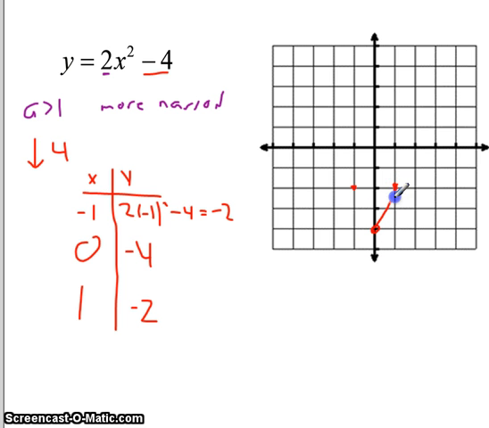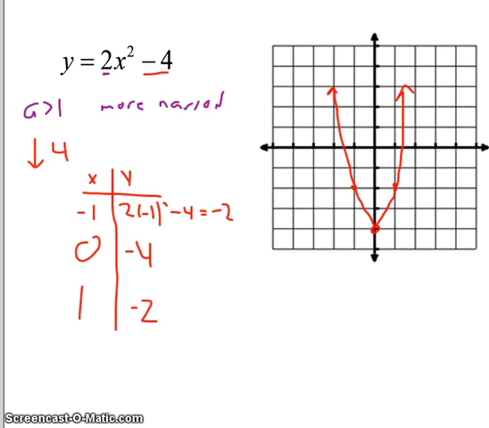So if I would connect these with a smooth curve, what I have is a parabola with a vertex at 0, negative 4, and then it's going to be more narrow than the graph of x squared. So my prediction is shown to be true.